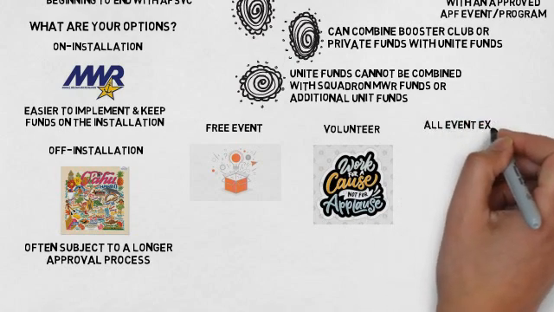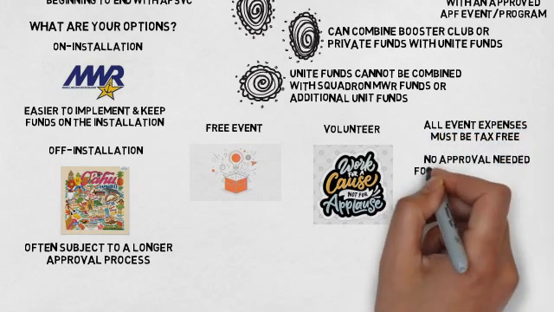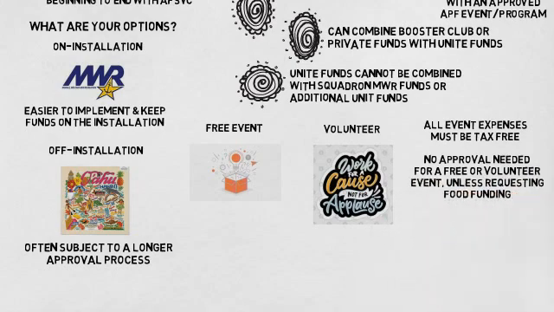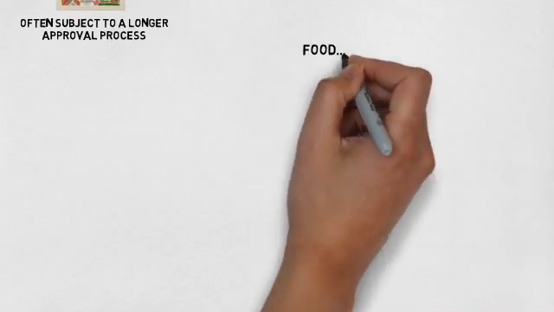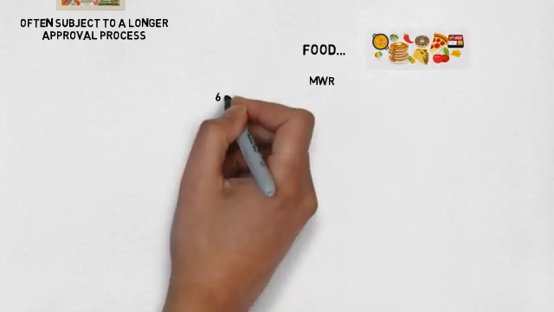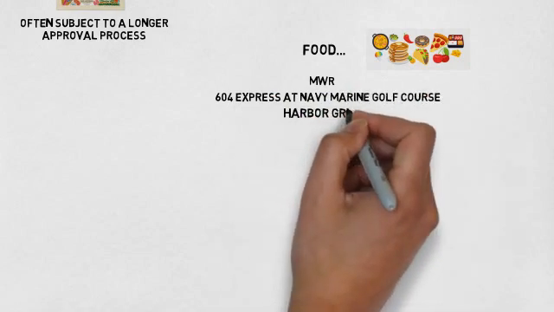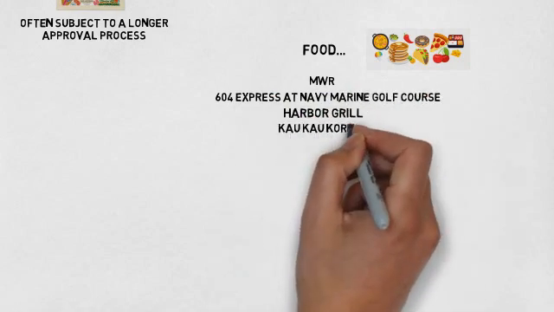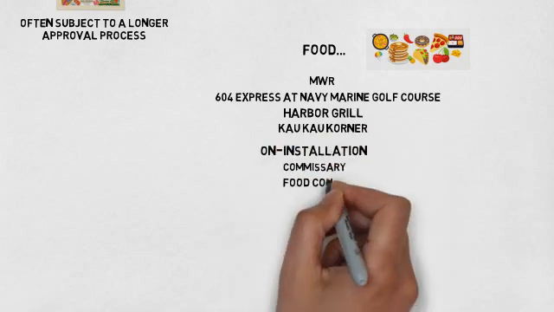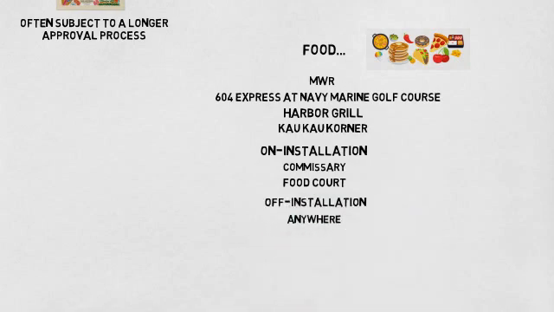All event expenses must be tax-free. No approval is needed for a free or volunteer event unless you're requesting food funding. Food options include MWR, such as 604 Express at Navy Marine Golf Course, Harbor Grill, and Cow Corner. On installation, such as the Commissary and Food Court. Off installation can be anywhere.